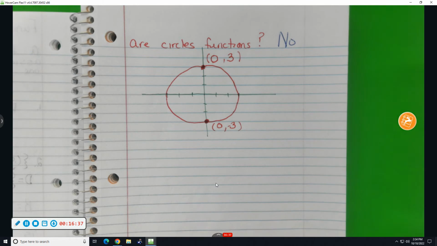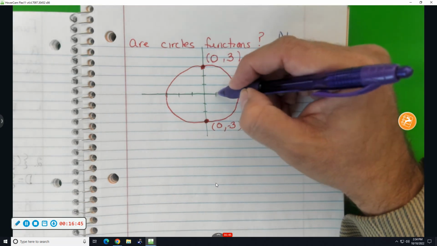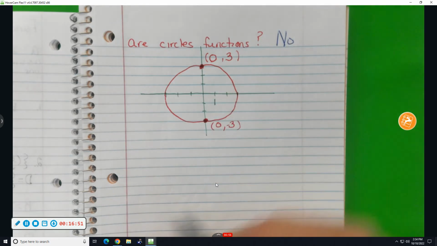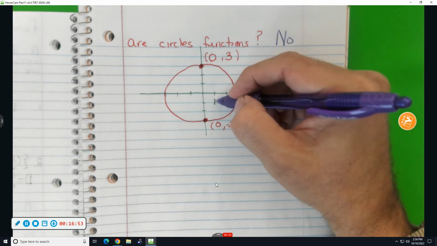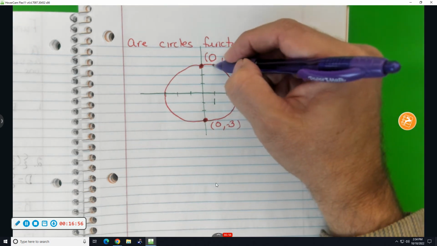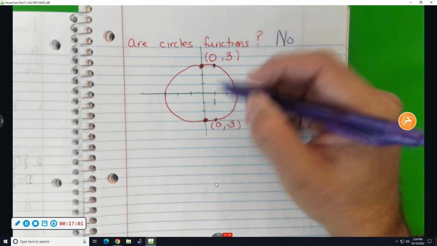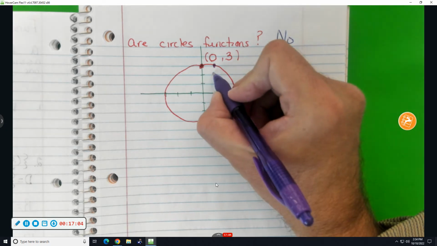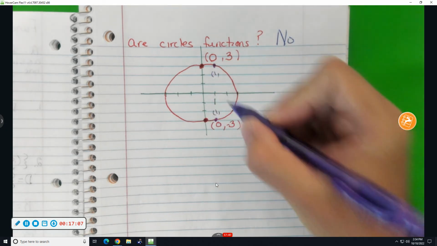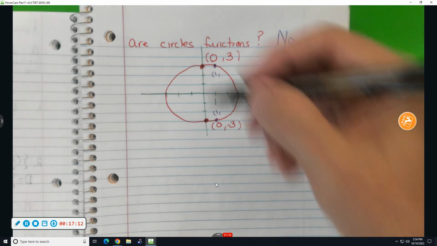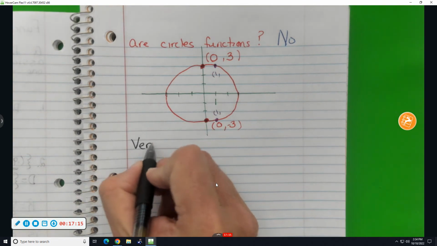In general, there's nothing special just about the y-axis. Like right here at the number 1, are there 2 points that have 1 as the x value? Well, yeah, right here and right there. See, this point and this point has 1 as the x value. So once again, x values are repeated. In general, there's something called the vertical line test in algebra.